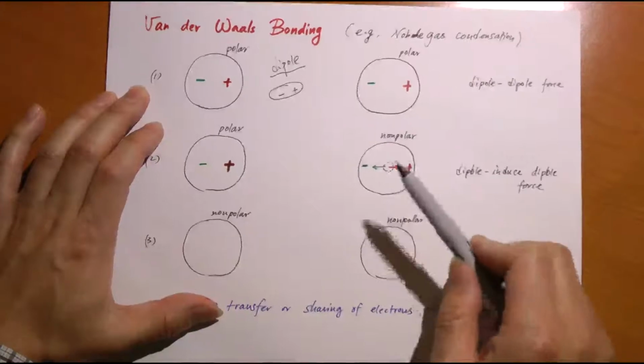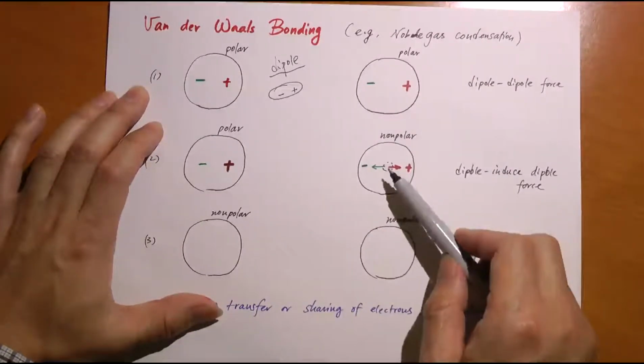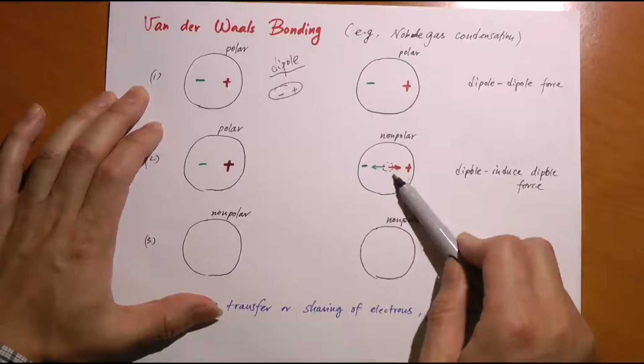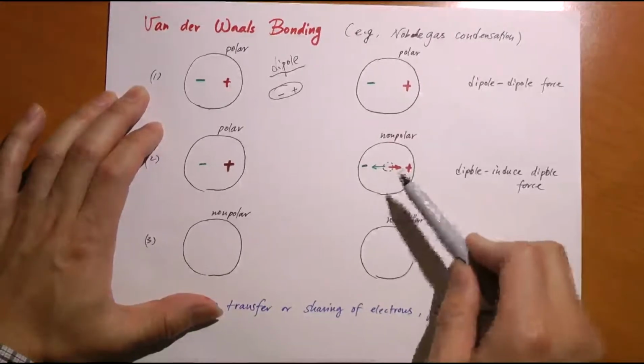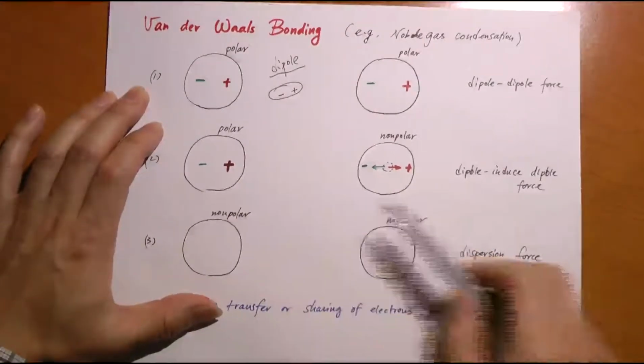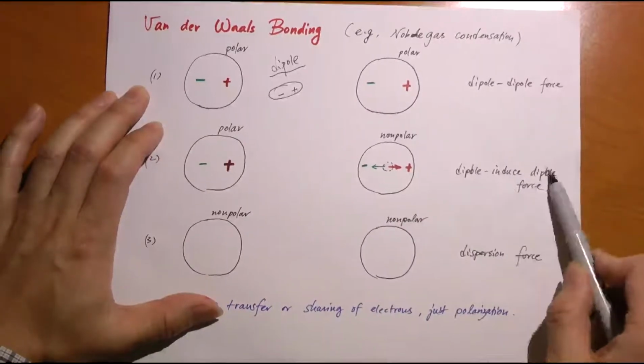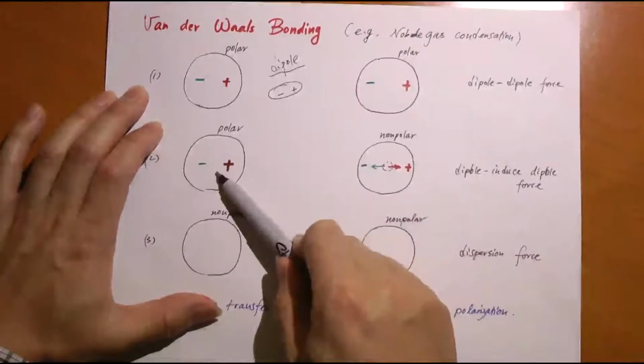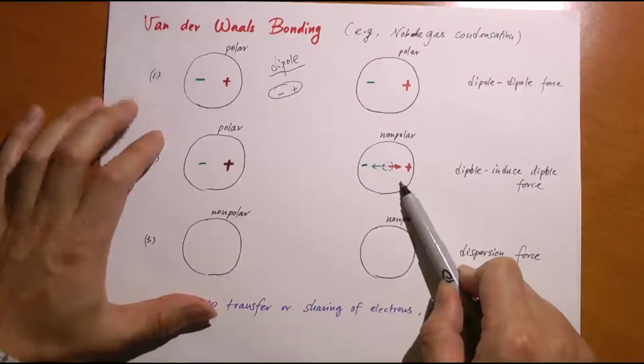Doesn't that induce a dipole here? So it was not a dipole to begin with. Now it becomes a dipole, right? And this dipole is caused or induced by that dipole. So we call it dipole-induced dipole force. It's the force between this permanent dipole and this induced dipole.